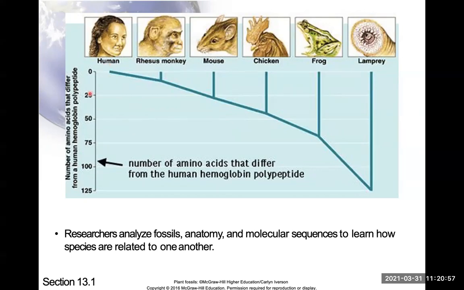Here, this graph is showing the number of amino acids that might differ between species. So we have humans here, we're comparing these to humans. Rhesus monkey has maybe a few of them that differ from humans. Mouse has a little bit more, maybe 25. Chicken has more. So we can use this evidence of molecular sequencing to see how many amino acids differ and how closely related we are.